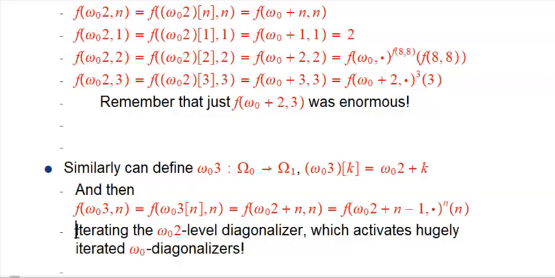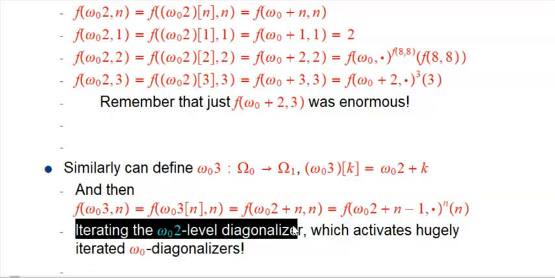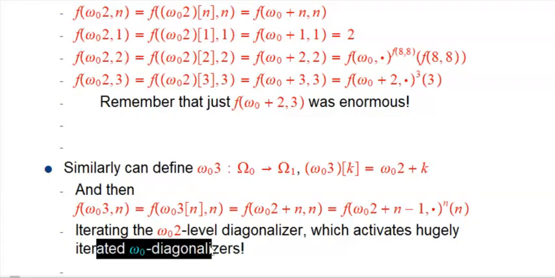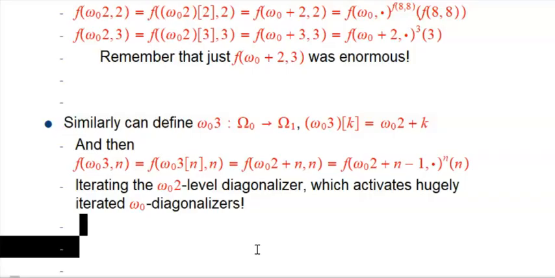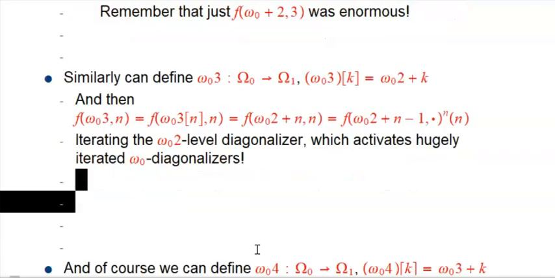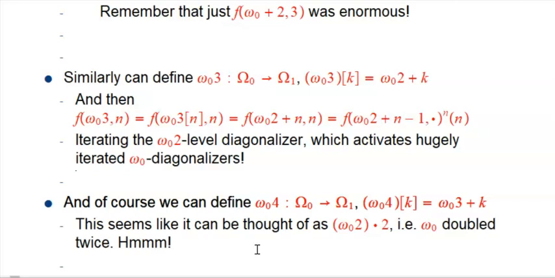So that's how I'm saying it is. Iterating the omega 2 level diagonalizer many, many times, and every time that gets unpacked, it's going to activate these omega naught level diagonalizers. So we're really getting something out of combining these ideas: successor on top of one of these functions activates a round of recursive iteration, and then they're grounded on these diagonalizers that then unpack a whole new level of recursive iteration.